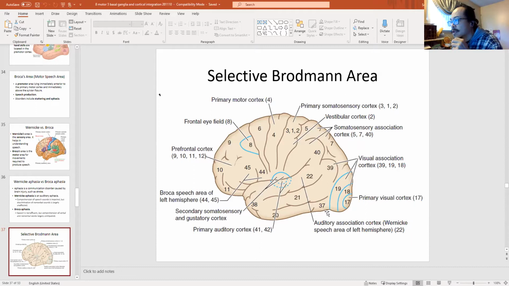And then we also talked about the visual cortex that we learned last week. This is the primary, and this is the visual association cortex. We also call it the extrastriate cortex. From there, we are able to recognize objects. And when we recognize objects, when we recognize words, we will send that information to here to process those words.